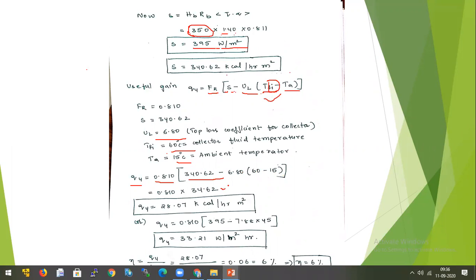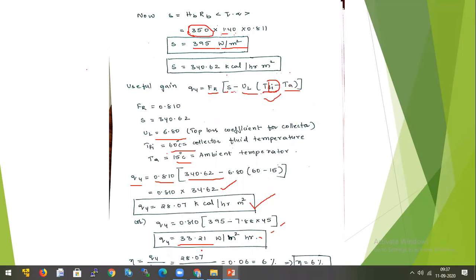If you substitute all the values, you will get the QU value as 228.07 kilocalories per hour meter square. Again, if you want to calculate this in watt hours, put all the remaining factors, FR, S, and UL, in watt per meter square, and these are fixed, 60 minus 15. So you will get QU in watt per meter square, that is 33.21 watt hours per meter square.